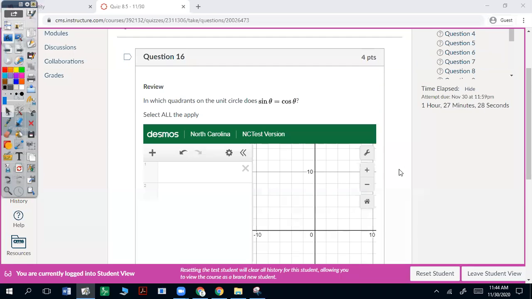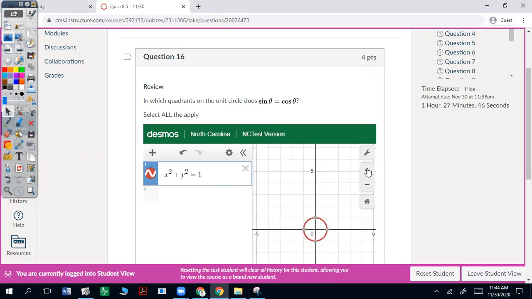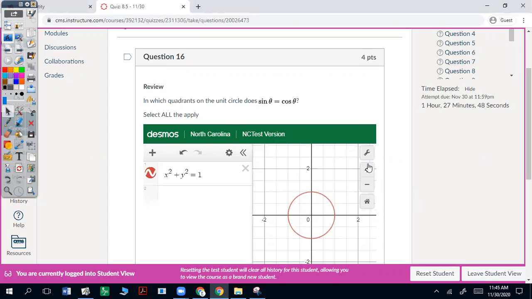All right, last question, question 16. In which quadrant on the unit circle does the sine equal the cosine? Well, that happens when they're at increments of 45. So if you can graph the unit circle by doing x squared plus y squared equals 1, and let's zoom in on that a little bit. That's your unit circle.